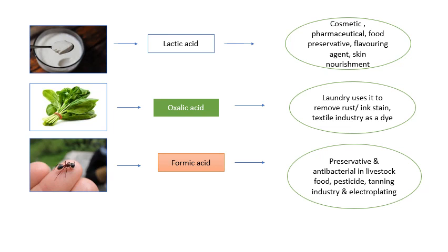So coming back to formic acid. Formic acid is used as a preservative and antibacterial in livestock food. Livestock means cattle, the cattle food making industry. Pesticides, yes. It is used in the tanning industry, the leather processing industry, and in electroplating. Now, all these acids that we have studied so far, formic acid, citric acid, lactic acid, oxalic acid, and ascorbic acid, they are all natural acids.